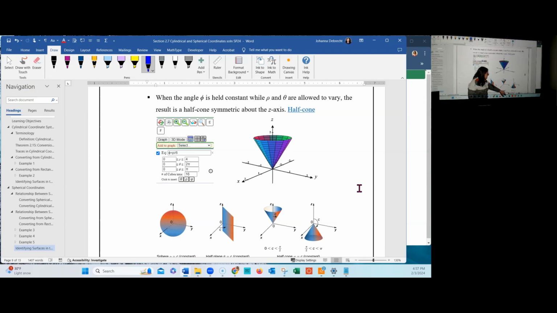If the constant is between 0 and pi over 2, it's the upper cone. And if the constant is between pi over 2 and pi, it's the lower cone.